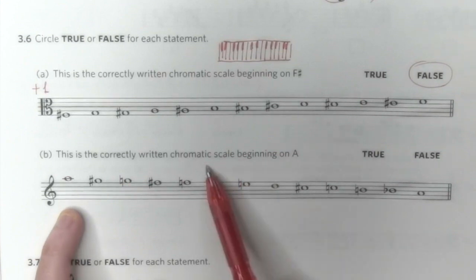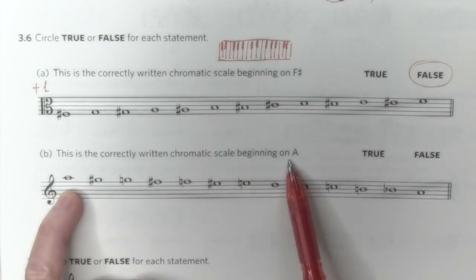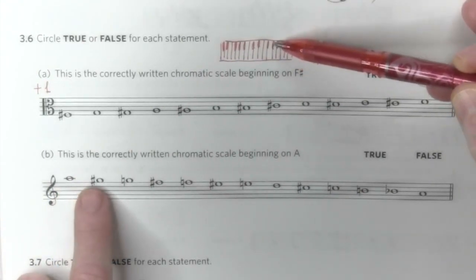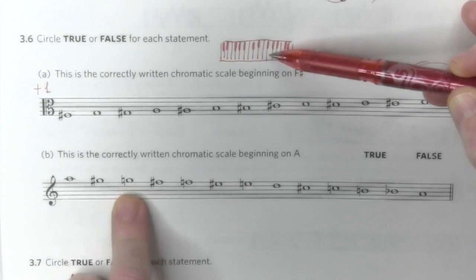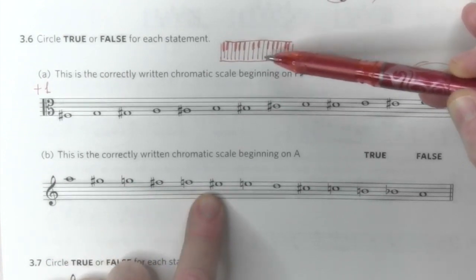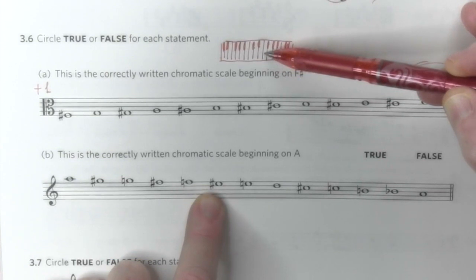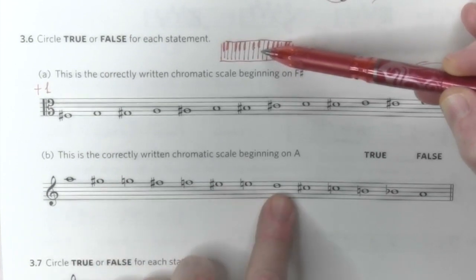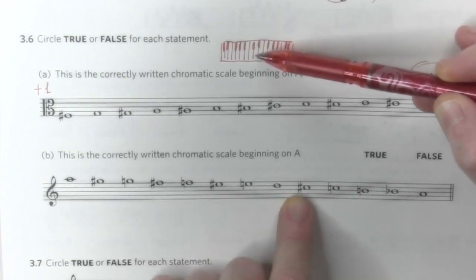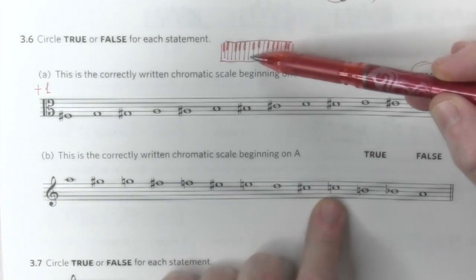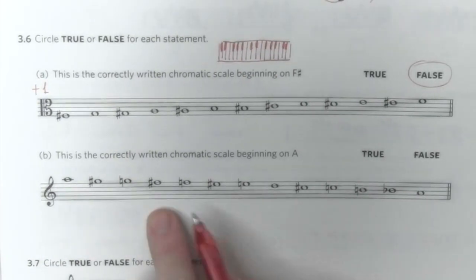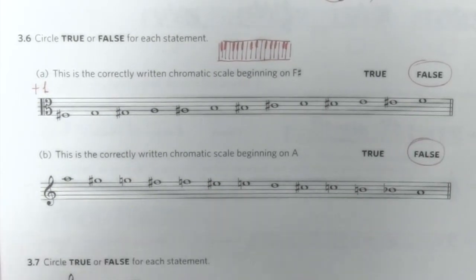Let's see this descending chromatic scale beginning on A in treble clef. La, sol sharp, sol natural. Fa sharp, fa natural. Mi sharp, that's the same note. It's already incorrect. Mi. Re sharp is missing. No, definitely not. Do sharp, do. Si, si flat, la. So there are two mistakes here. So it's false.